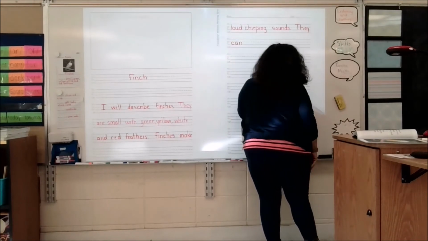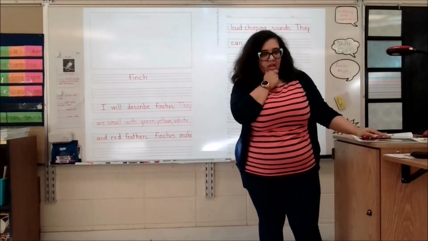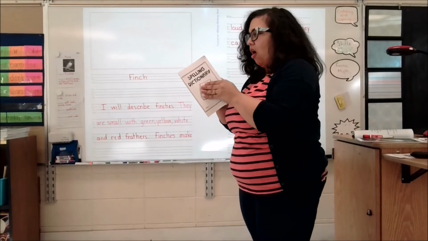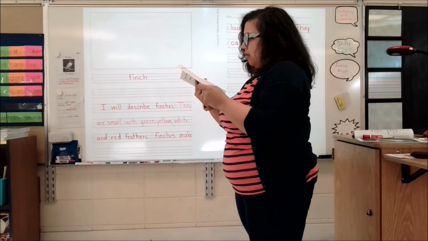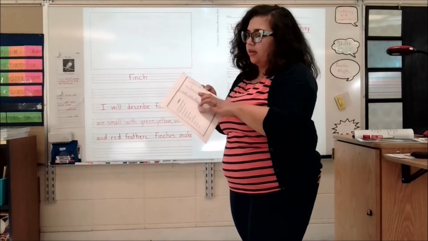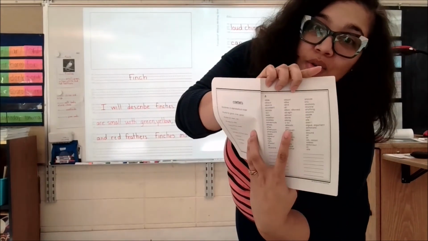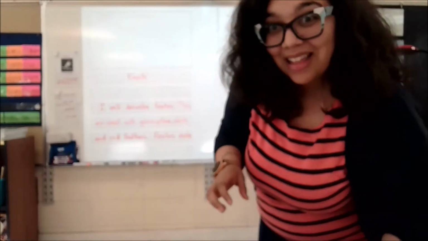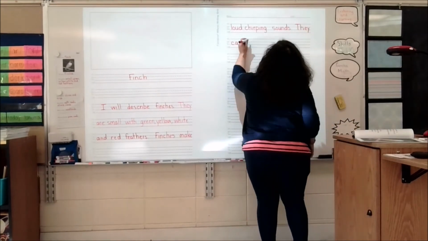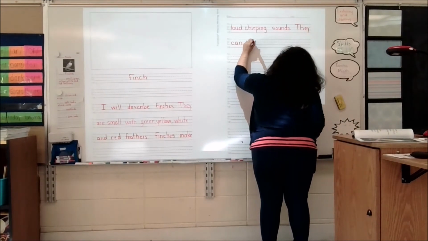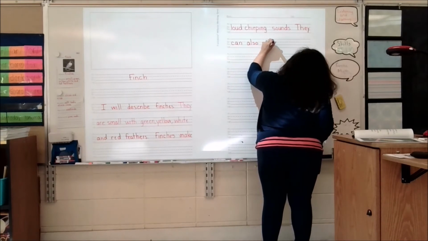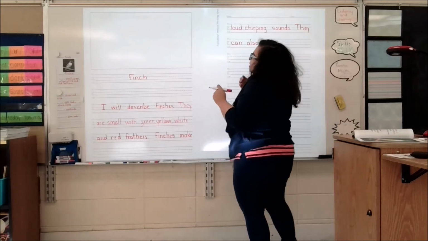Am I sure how to spell "also"? No, I'm not sure. So I'm going to check in my dictionary. Let's see, also, also. Oh, there it is right there, on the first page in the middle. See, I knew how to read the word, but I wasn't trying to spell it. So "also" is A-L-S-O. So it's right, also. They can also sing. They can also sing. Good.